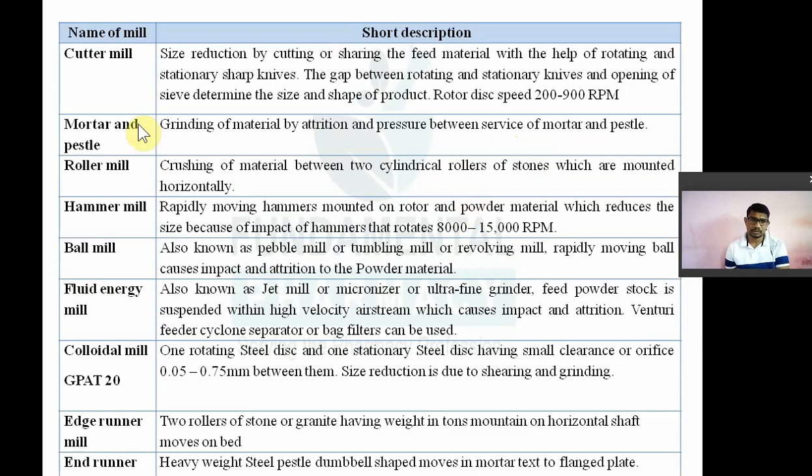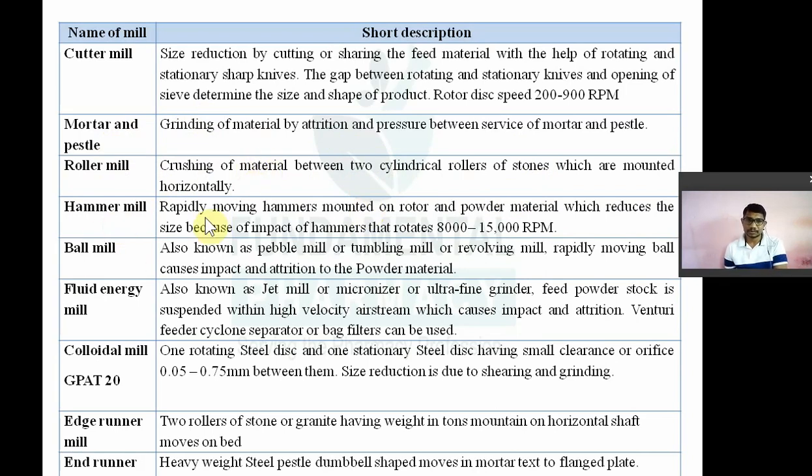Okay, then next one is the mortar and pestle. You have used it a lot of times. Grinding of material by attrition and pressure between the surfaces of mortar and pestle. Then roller mill. Crushing of material between two cylindrical rollers of stones or steel or granite. They are mounted horizontally. That's the roller mill.